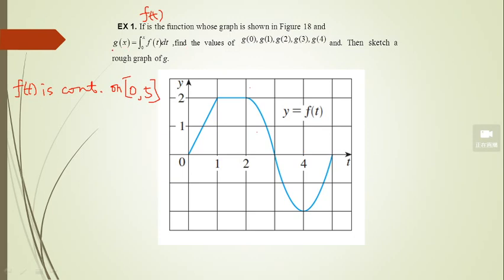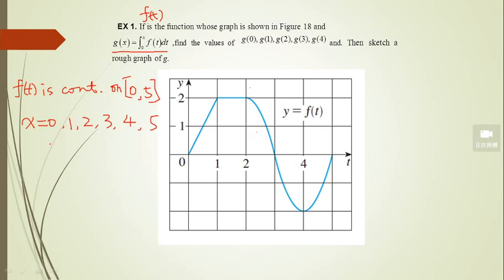So g(x), what does g(x) mean as we defined before? g(x) means the area under the f from 0 to x. Now, what x values am I going to choose? I let my x equal 0, 1, 2, 3, 4, 5.